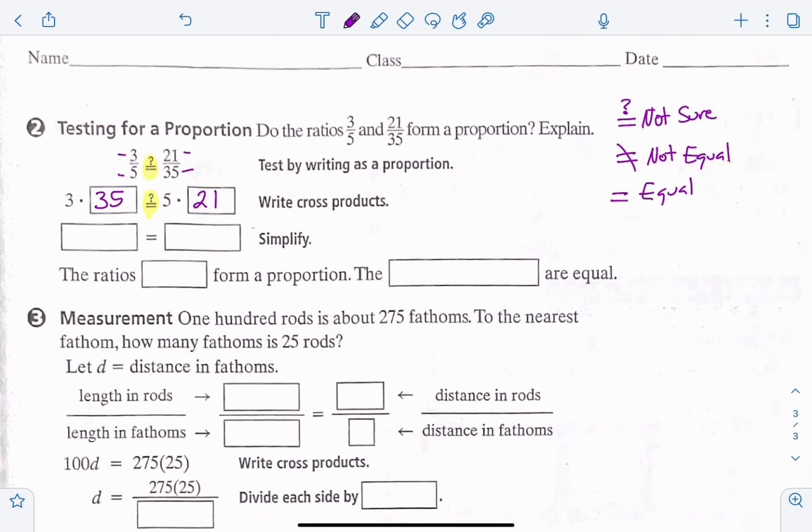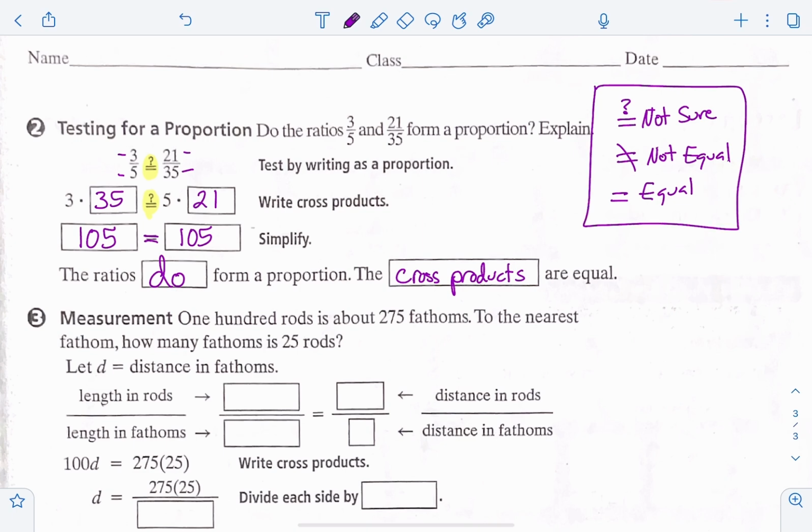Okay, and we had an equal sign with a question mark because we don't know yet. We're going to do that math. 3 times 35 is going to give us 105. 5 times 21 is going to give us 105. So then we can put that regular equal sign in between. The ratios do form a proportion because the cross products are equal. Okay, so these are important versions of the equal sign that you'll be using to show that you don't know an answer yet, or that they're not equal, or that they are equal. So make sure you take note of that.